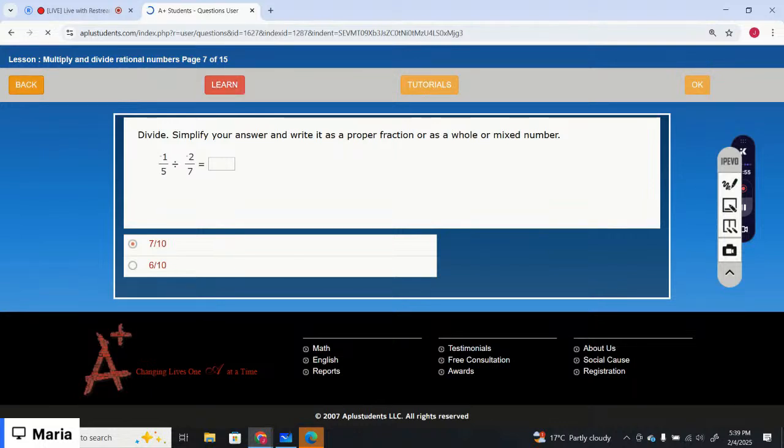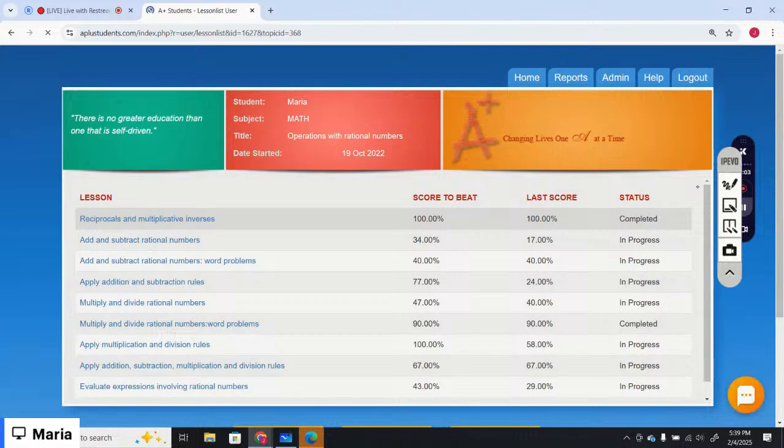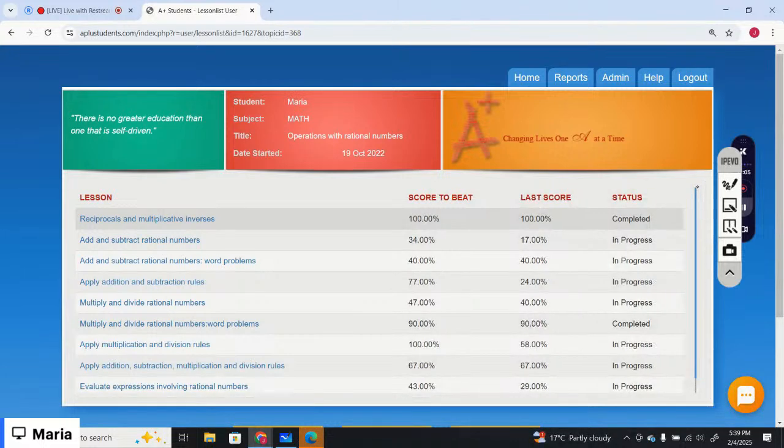Okay, you can complete the lesson by yourself later today. So we were working on grade 8 math, on the chapter operations with rational numbers. The lessons we have covered today are reciprocals and multiplicative inverses, add and subtract rational numbers, apply addition and subtraction rules, and multiply and divide rational numbers.